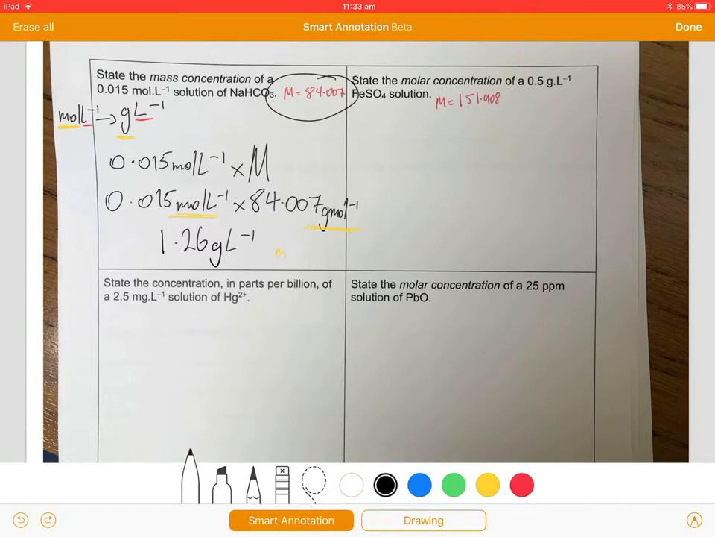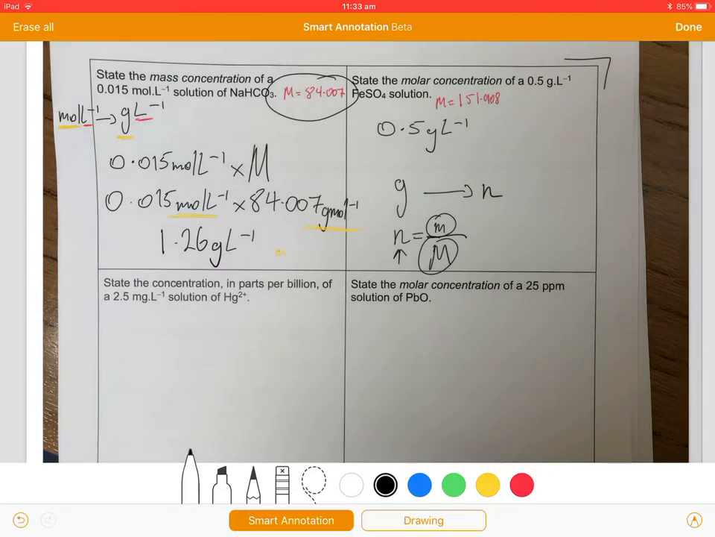So likewise, for this question up here, state the molar concentration of a 0.5 grams per litre iron sulfate solution. So we're told that we have 0.5 grams per litre. Now, if we're going from grams to moles, we know that N is equal to mass divided by molar mass. Therefore, we're always going to divide our mass by our molar mass to get moles, which implies if we're going from mass here to moles here, again, we're just going to get our grams, divide it by molar mass, and that's going to leave us with the moles.